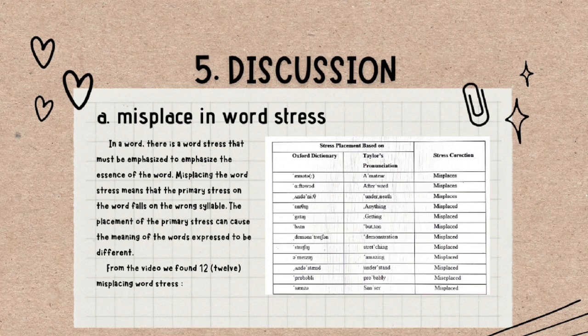A. Misplace in word stress. In a word, there is a word stress that must be emphasized to emphasize the essence of the word. Misplacing the word stress means that the primary stress on the word falls on the wrong syllable. The placement of the primary stress can cause the meaning of the words expressed to be different. From the video, we found 12 misplaced word stresses.